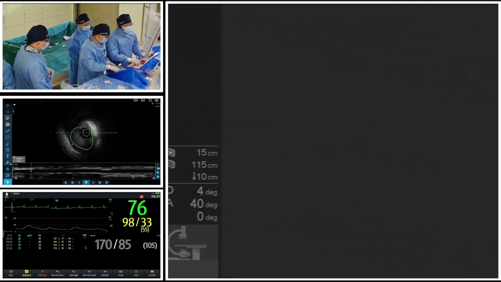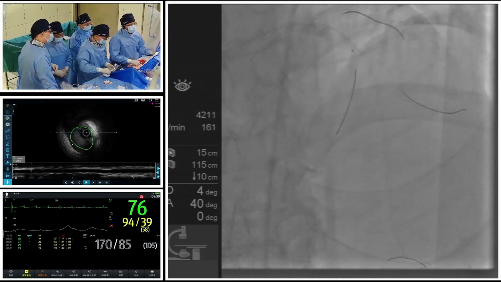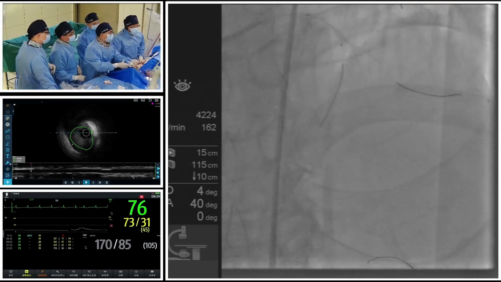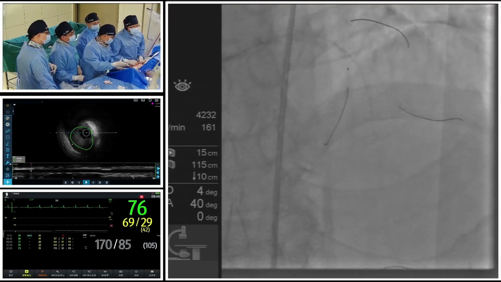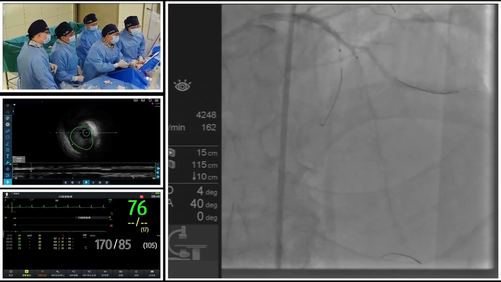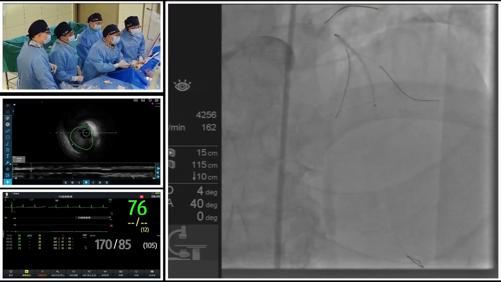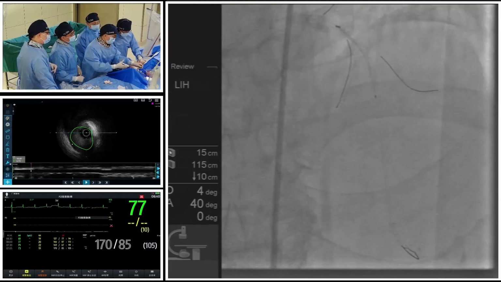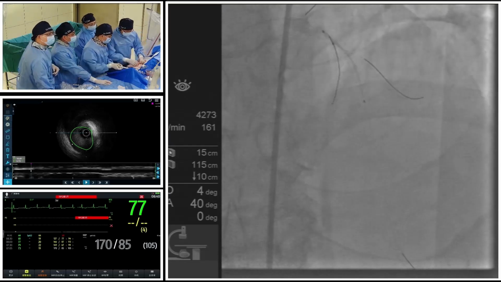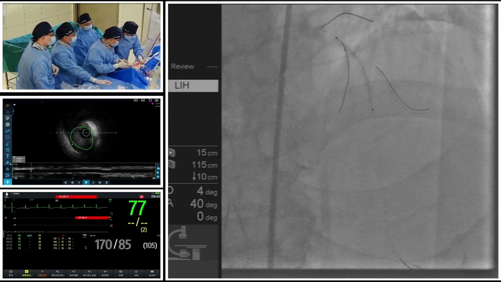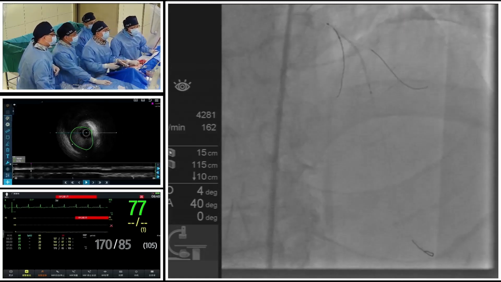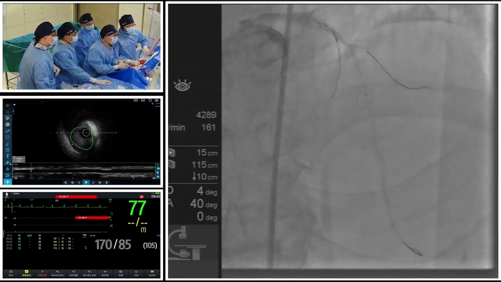You could talk about the jailed balloon technique. So we can see that there are multiple bifurcation cases. We need to protect the diagonal, the septal, and also the circumflex. And for bifurcation PCIs, I think the situation that we most need to worry about is the maintenance and also the patency of the big side branches. There are several techniques that we can use to avoid the compromise of the side branches after the main vessel stent crossover.